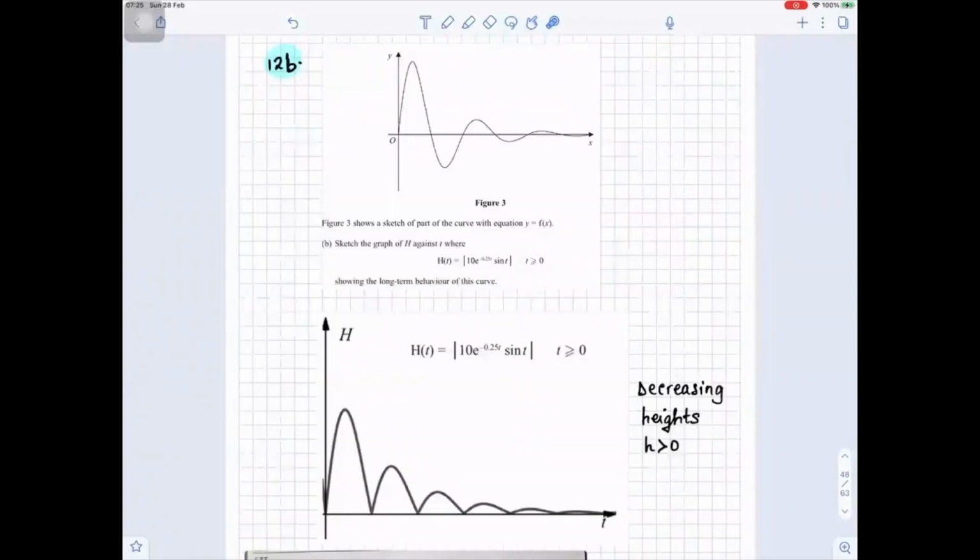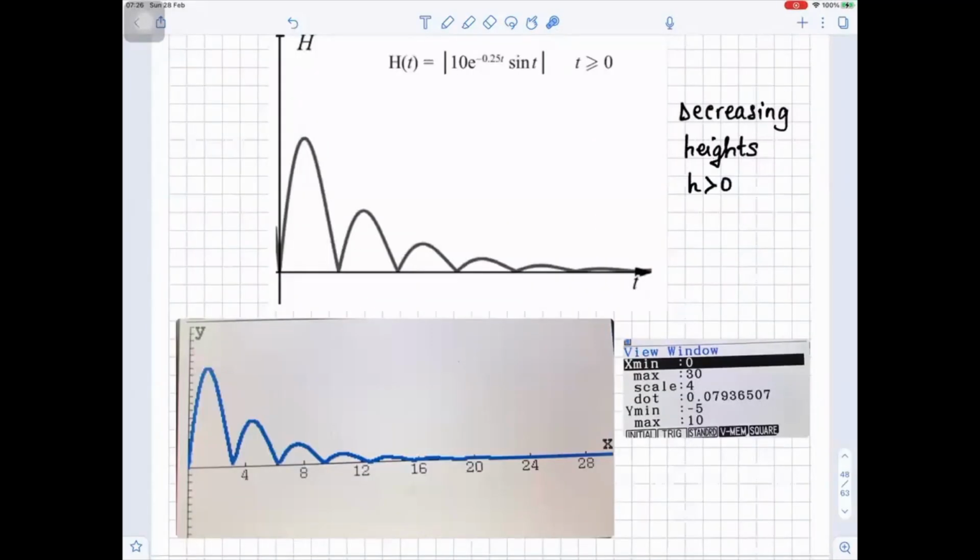For question 12b, you can see that as it bounces, the height decreases. So decreasing height, and make sure the height is above the x-axis. It's bigger than 0 and is decreasing, it's coming down. This one is taller, shorter, keeps going down. The height is decreasing. And if you plot it in your graphics calculator, use this view window so that you can see it clearly. And that's what you will see if you do it in your calculator.